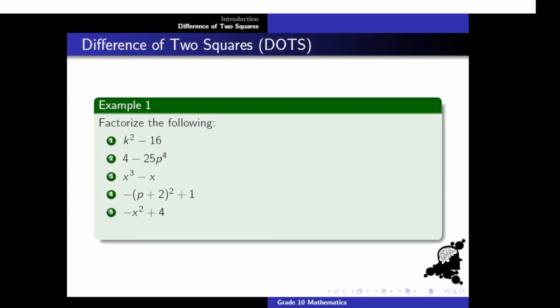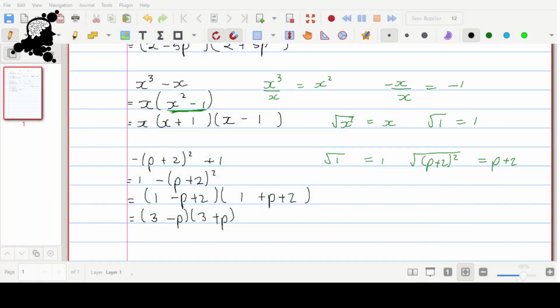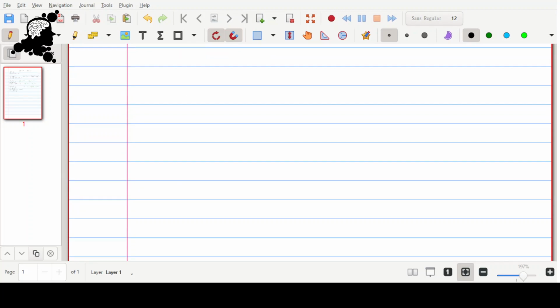In the next question, we've got negative x squared plus 4. Okay, let's look at this one. Let's scroll down for some room. We've got negative x squared plus 4. Do we have two terms here? Yes, we do. Do they have different signs? Yes, they do. Are they perfect squares? Yes, they are. So we've got a difference of two squares here.